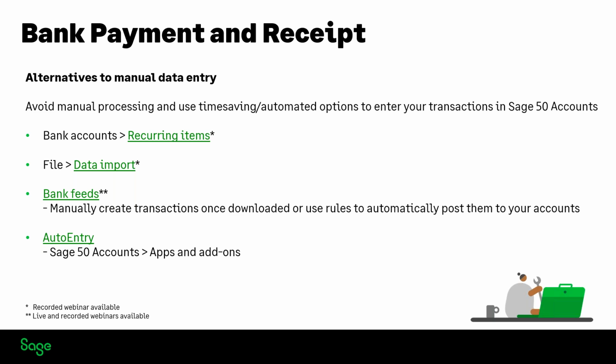Bank feeds is very popular these days. Now, bank feeds is where you set up a connection essentially with your bank account, and via bank feeds, it will download your bank transaction information for you. So it downloads that, and once you've downloaded it, you have an option to create the equivalent transaction in your Sage accounts there and then.